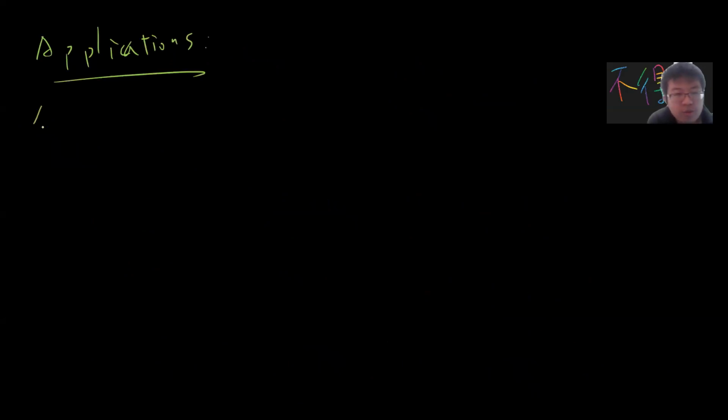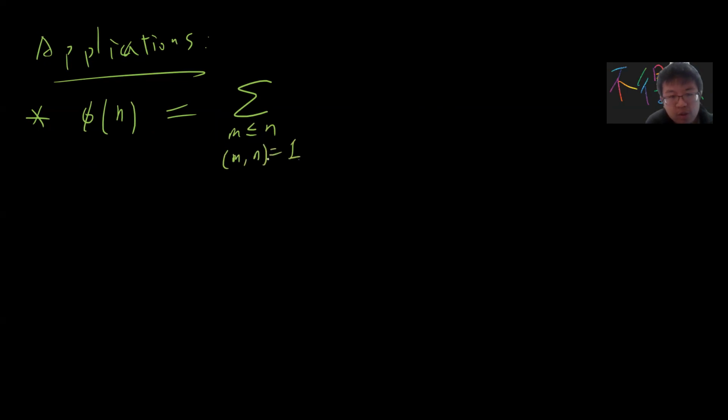Okay, so the first application is the Euler phi function. Remember that phi of n is defined to be the number of integers m less than or equal to n that are coprime to n. One can write it as counting the m less than or equal to n where m and n are not coprime, and you just count one.